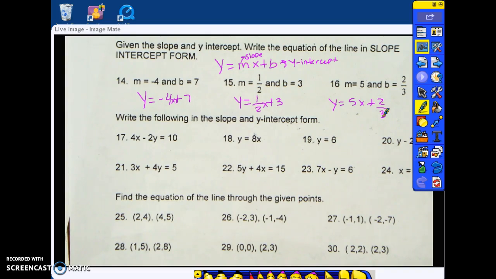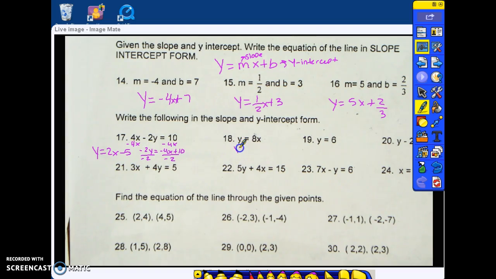For number 17, we are to write these in slope-intercept form. So we're going to subtract 4x from both sides. That leaves me with -2y equals -4x plus 10. I have to get y by itself, so I need to divide by -2 on both sides. That leaves me with y equals 2x minus 5.